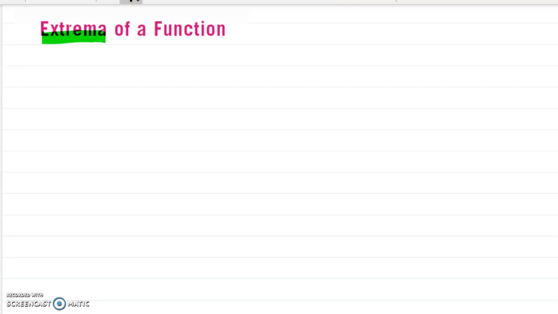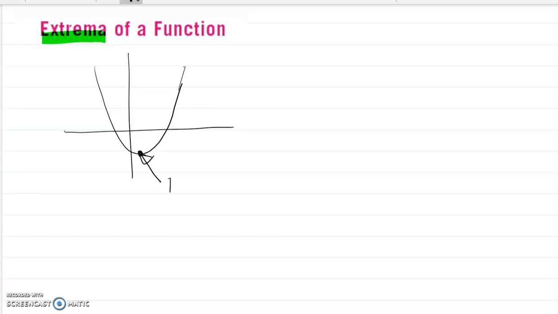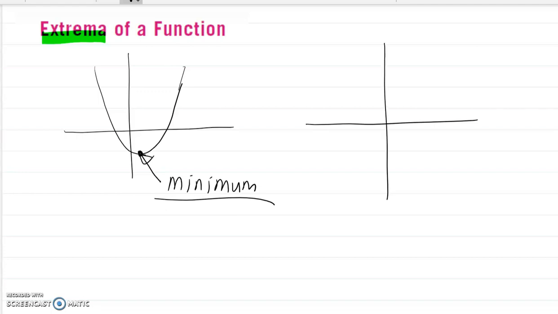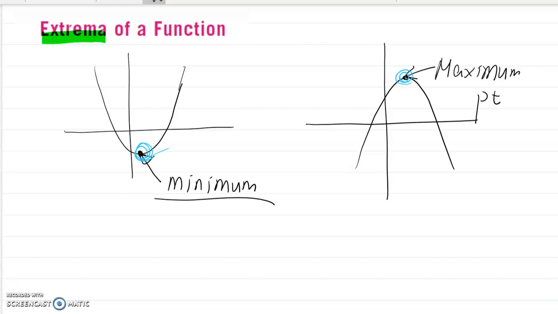Okay, so for example, whenever we draw any curve here, then you see that this point will be our minimum point, and then the other way, if we draw this way, then this point will become our maximum point. So those points we are calling extrema.